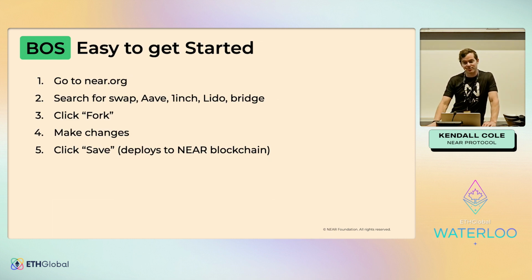And the best part for you guys is that it's super easy to get started. It's basically five steps if you want to build with this today or even get some things running. You can go to near.org, use the search function to search for these five different applications, click fork, make changes, and then click save. That save is actually going to be a transaction to the Near blockchain. It's super cheap, should be a few cents. If anyone in here needs some Near, come talk to us at the Near booth. We'll get you some Near, and you'll be on your way.